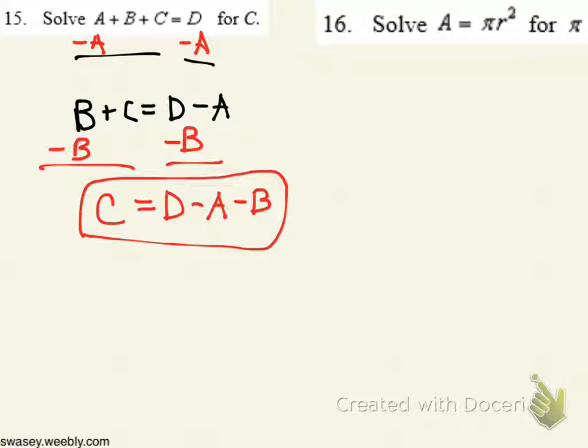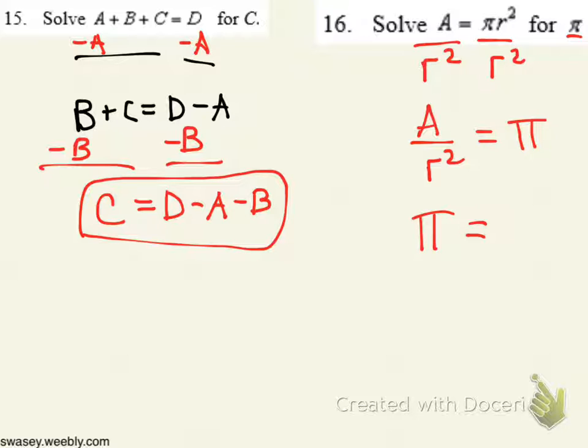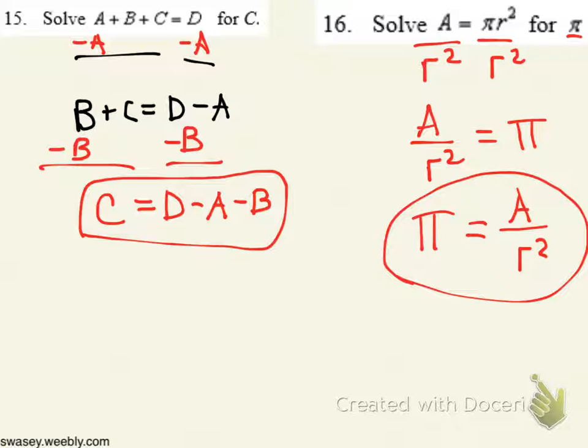To get rid of multiplying by R squared, we're going to divide both sides by R squared. And so we have A over R squared equal to pi. Again, because we're trying to solve for pi here. Or you can write it with the pi on the left side. So the pi is equal to the area of the circle divided by the radius squared.